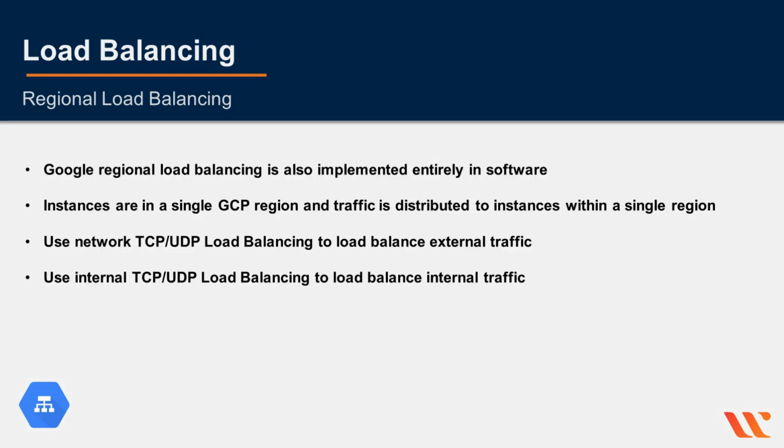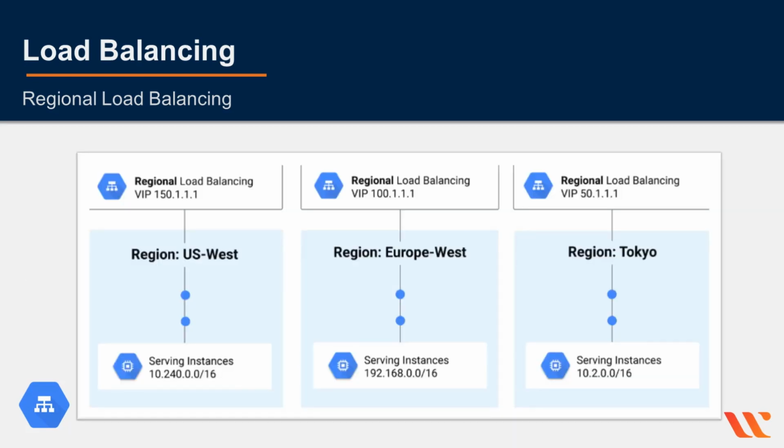Google Regional Load Balancing is also implemented entirely in software. Instances are in a single GCP region, and traffic is distributed to instances within a single region. You can use the network TCP/UDP load balancing to load balance external traffic, and use the internal TCP/UDP load balancing to load balance internal traffic. This is what the regional load balancing looks like. It's very similar to the traditional system where you have regional VIPs with the usual benefits of being on the Google infrastructure. However, notice that the load balancers are on the edge of the regions.